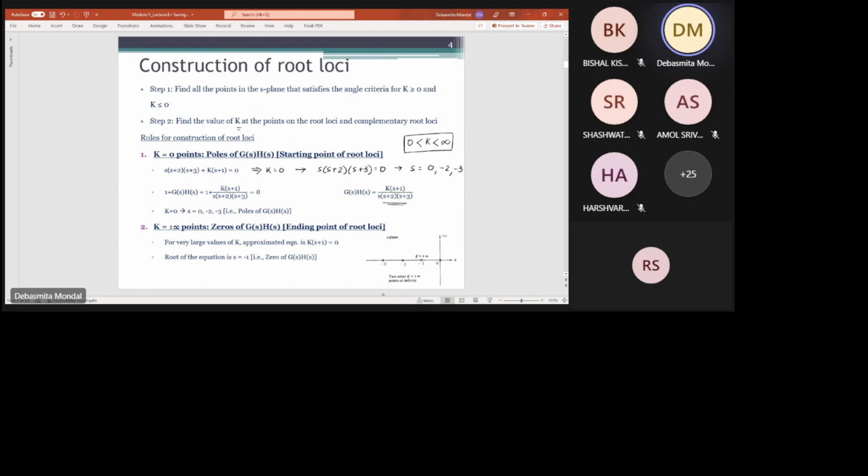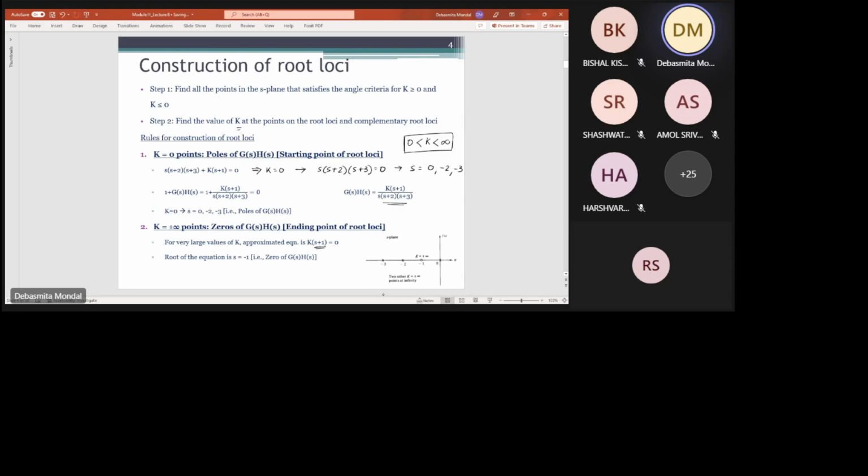Okay, then next we have to find the k equals plus or minus infinity points. In this case, since we are dealing with k ranging from 0 to infinity, let's say the k equals infinity points. For very large values of k, you can approximate this equation as k into (s plus 1) equals 0. The root of this equation is s equals minus 1, and s equals minus 1 is nothing but the zero of the open loop transfer function.